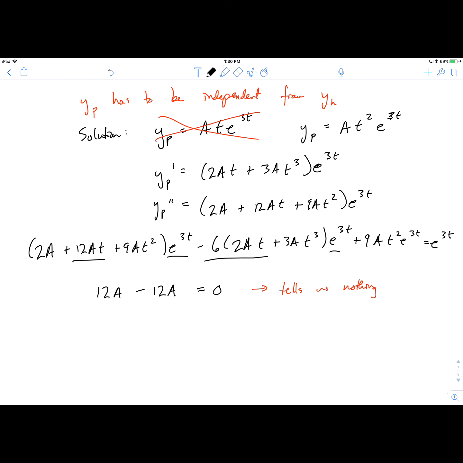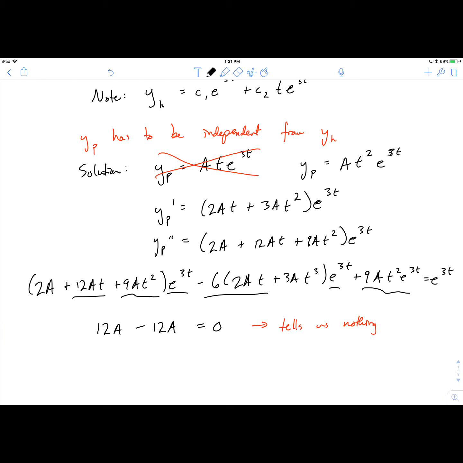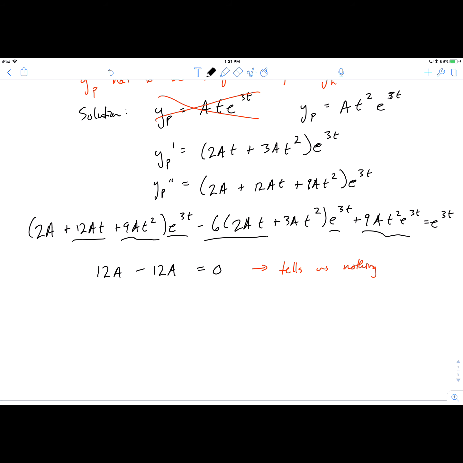Then if you do the same thing with t squared e to the 3t, sorry, there's a mistake here. Back here, this should be t squared, not t cubed. So we've got 9at squared, 9at squared, and then this one as well. So 9a minus 18a plus 9a, all of that again has to equal 0, because there's no t squared e to the 3t on the right hand side. However, again, that doesn't really tell us anything, because you just get 0 equals 0.